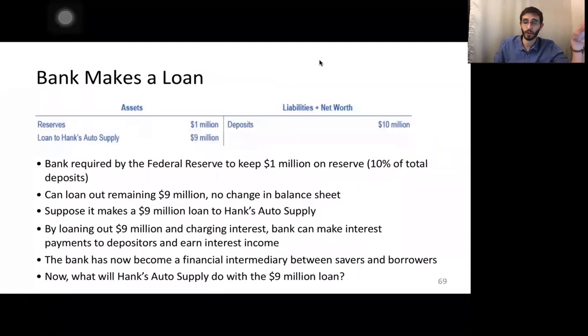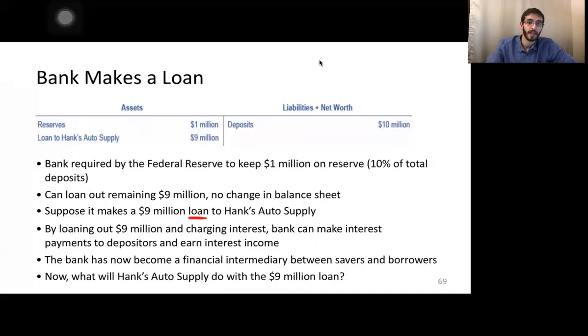He looks at the reserve requirement ratio of the Federal Reserve. He sees that it's 10%, so the bank must keep 10% of its deposits as reserves, and it can loan out the other 90%. 90% of $10 million is $9 million. Let's assume that it's a loan to a single company, Hank's Auto Supply, and that Hank's Auto Supply banks with the rival bank, which is Mr. Potter.